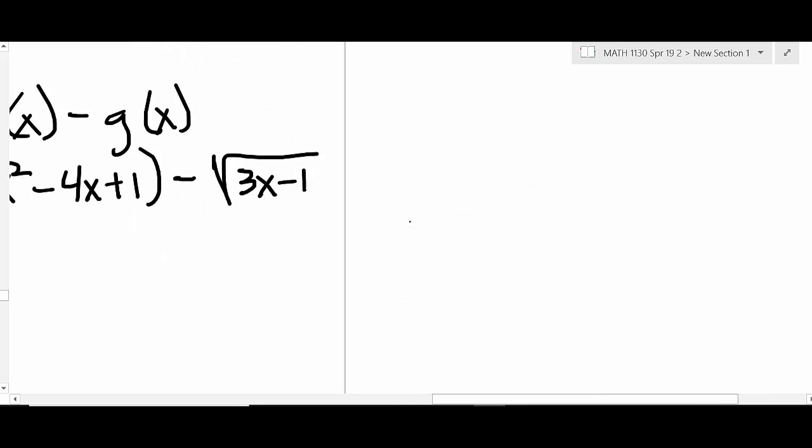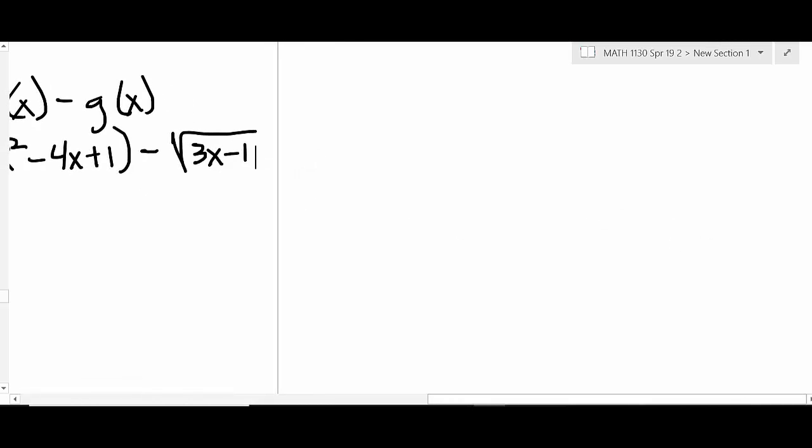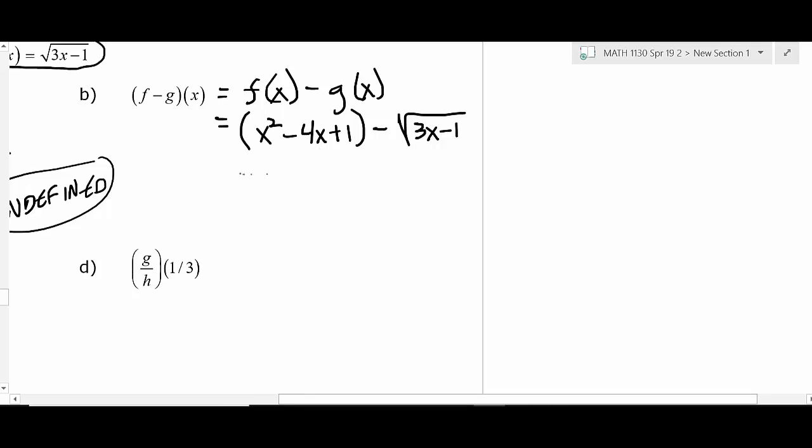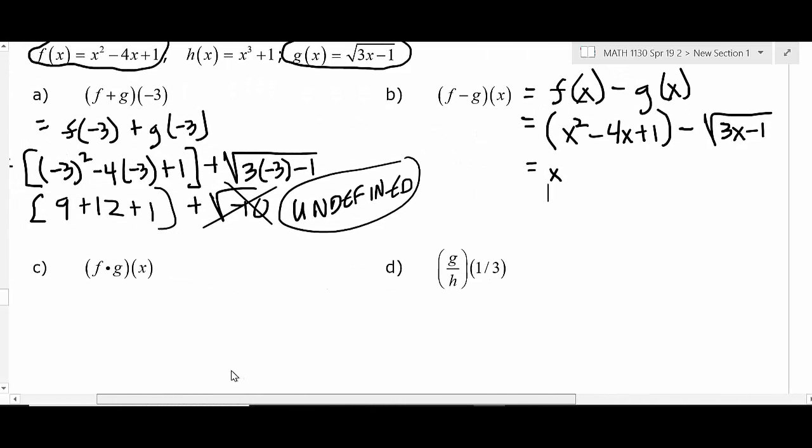So what I would do on that then is just write the answer like that. There's no other simplification, so you would just bring it down. You don't need the parentheses really on that. So we would just have x squared minus 4x plus 1 minus the square root of 3x minus 1. So all you're doing is just taking the two functions and subtracting.